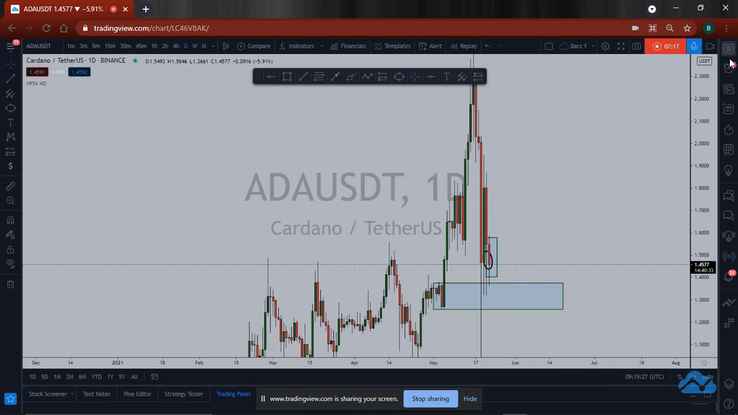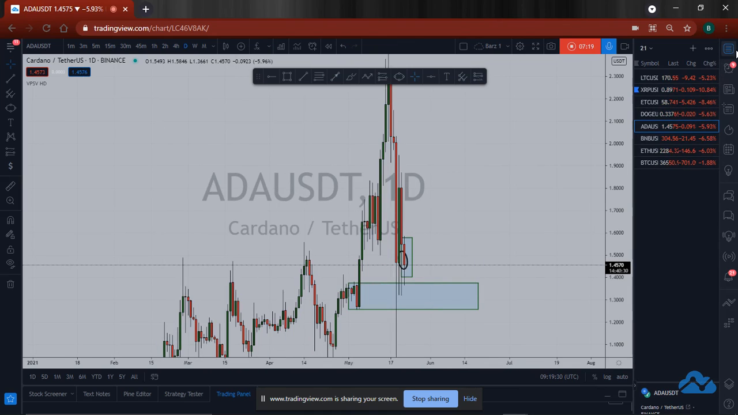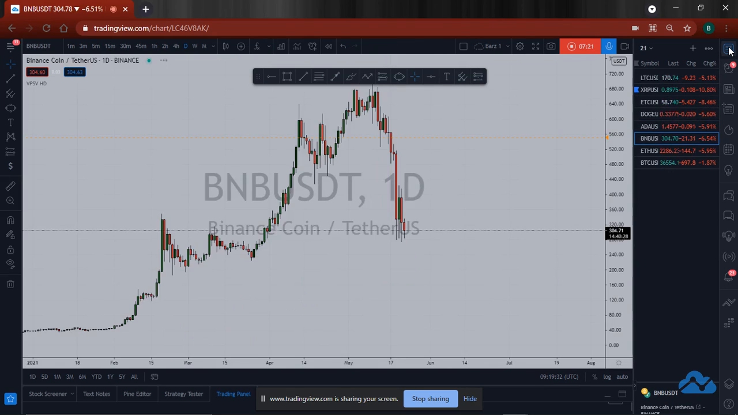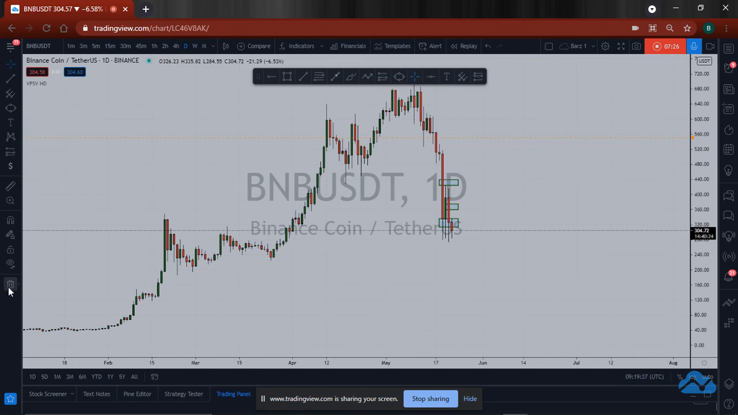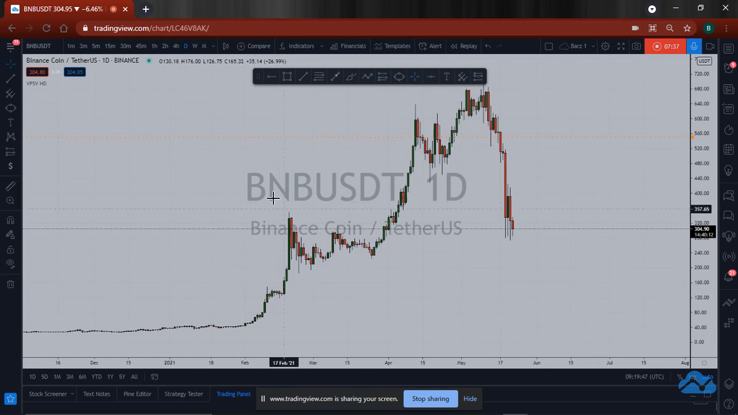So the next pair that we're going to be looking at is Binance Coin. So on BNB, we are currently on the daily time frame. So what price action can we identify on our daily time frame? So we can see clearly that price is currently bearish, right?